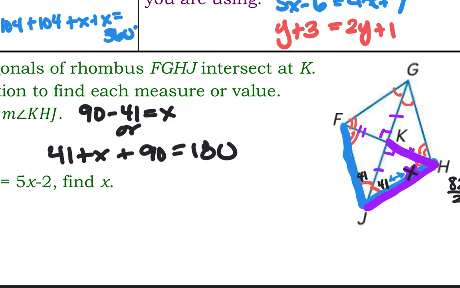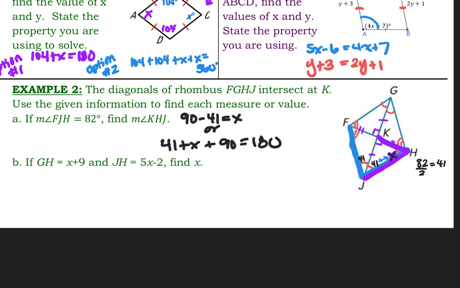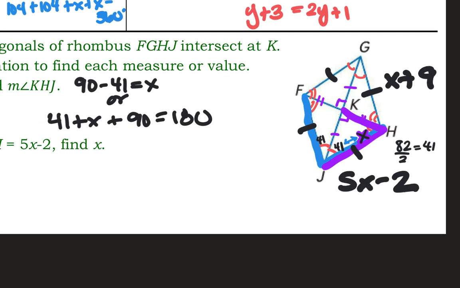All right, the next one's looking at sides. What do you know about the sides on a rhombus? They're all equal. So if you're looking at sides, you can go through and mark them equal and say, okay, if G to H is x plus 9, and J to H is 5x minus 2, how would I solve for x given those two equations on the sides? Just set them equal. We don't need to solve it on our notes. You're going to get that opportunity on the homework, okay? So just set them up. That way you at least know what the process is, okay?